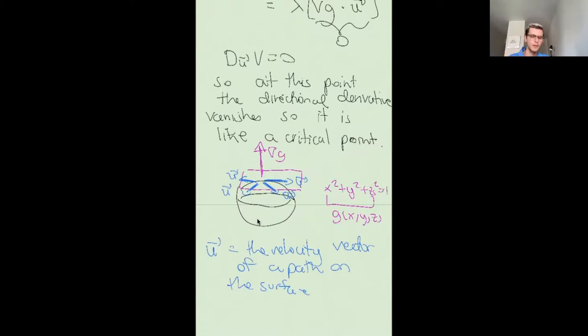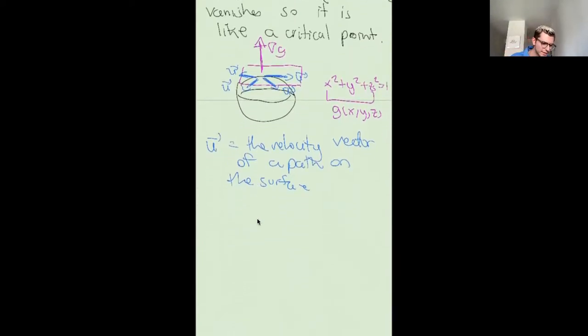Let me say it this way. Okay, let me draw the sphere again. Imagine that you're traveling to the North Pole along this green line, right? Along this arc. So that has tangent vectors, which are these brown ones.